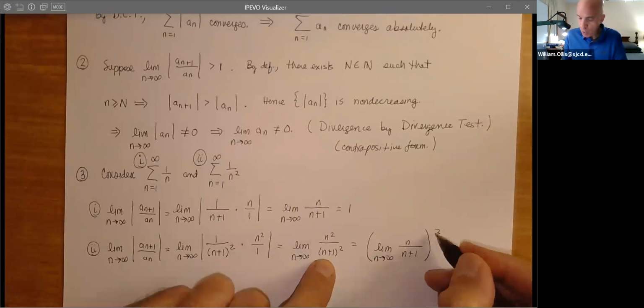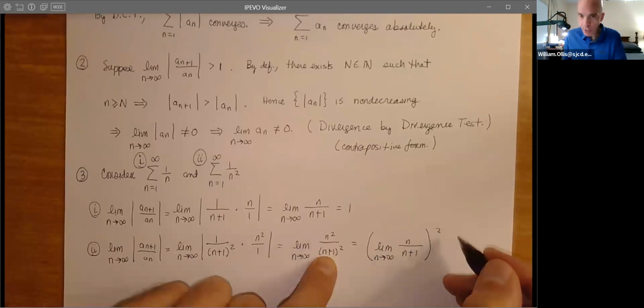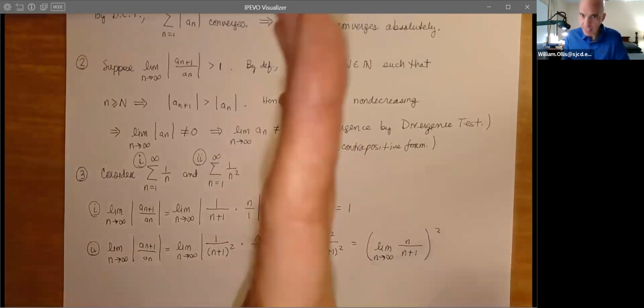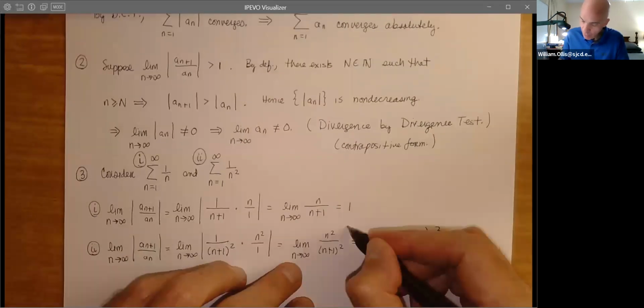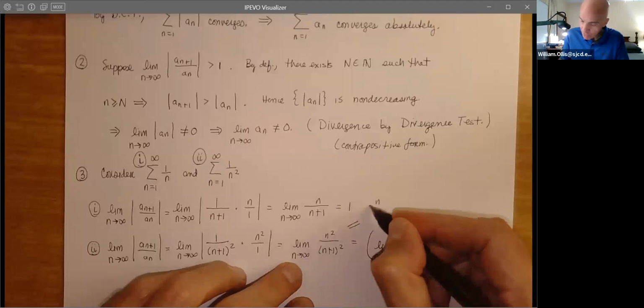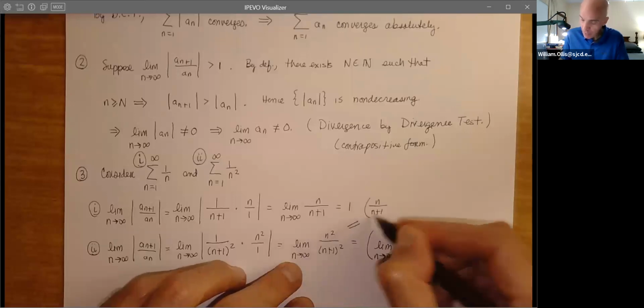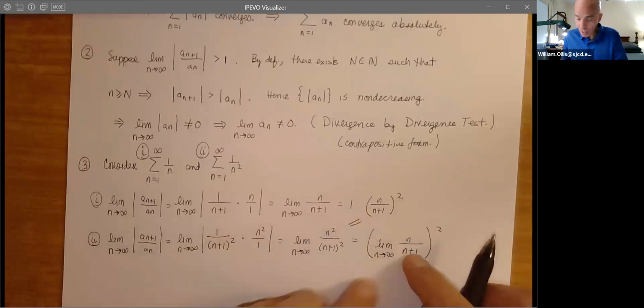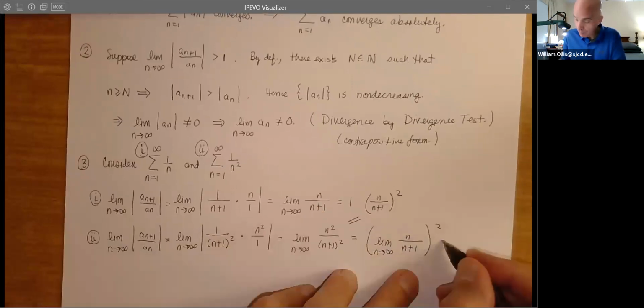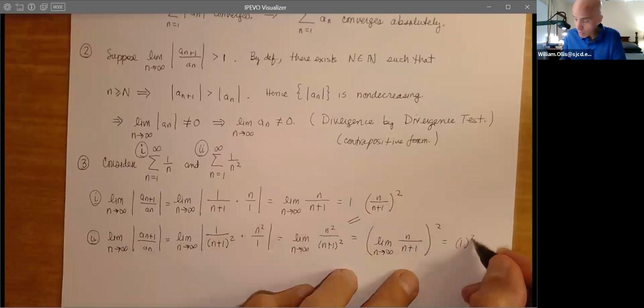So this part is just n over n plus 1 squared, and then move the limit process inside like we did before. So just remember, this part equals n over n plus 1 quantity squared. Move the limiting process inside. And of course, that limit, again, just like this one, is 1. So we get 1 squared, which is 1.